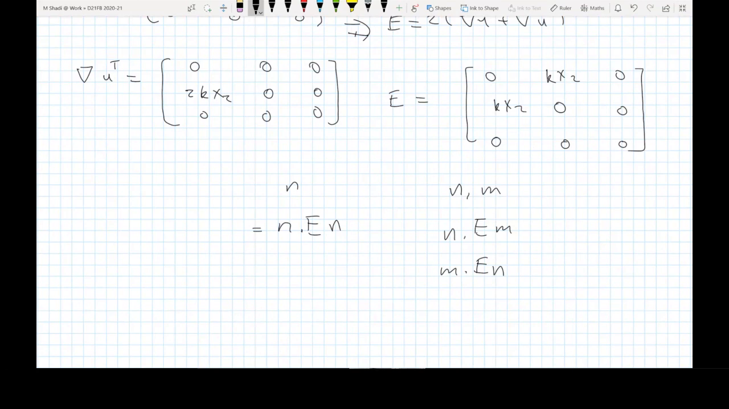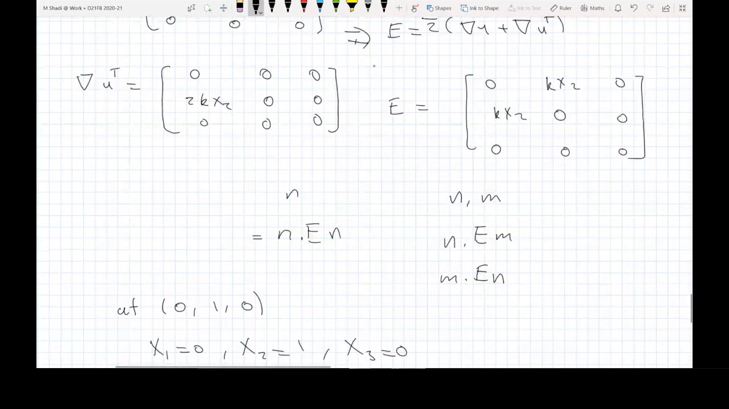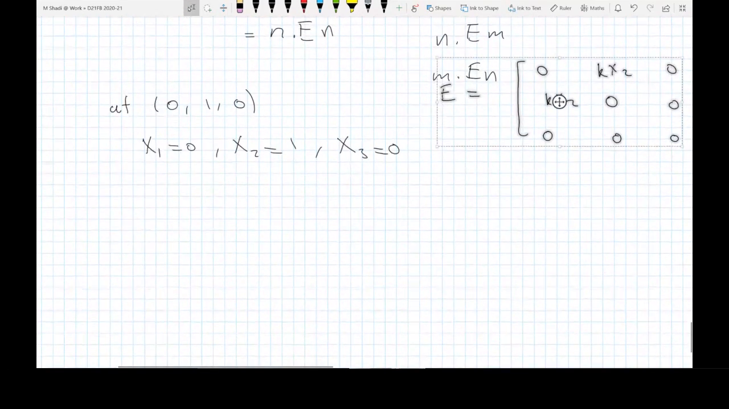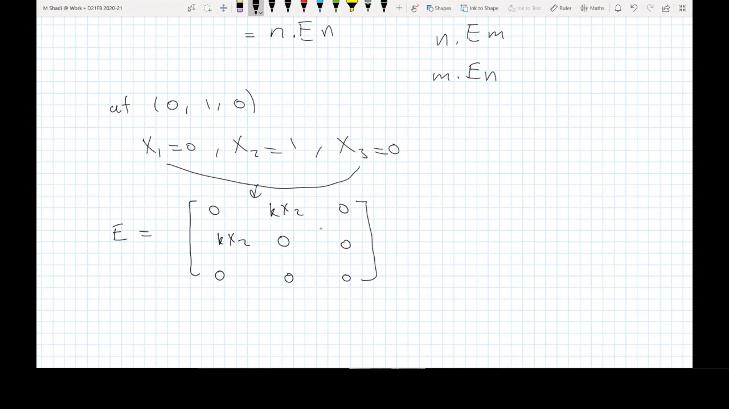So at 0, 1, 0, we have x1 is equal to 0, x2 is equal to 1, and x3 is equal to 0. And we feed this back into the strain tensor. So this is the strain tensor, written without the bracket. x1 and x3 do not exist in the strain tensor. It is only x2. x2 is equal to 1, so I'm just going to replace x2 with 1. So this will make it 0, k, 0, k, 0, 0, 0, 0, and 0.